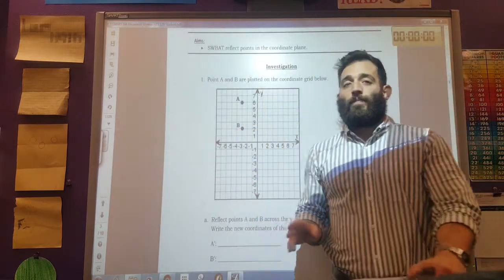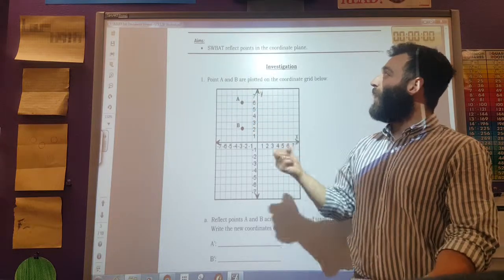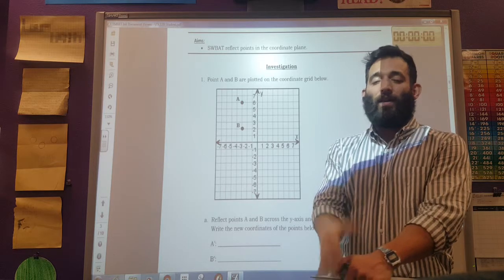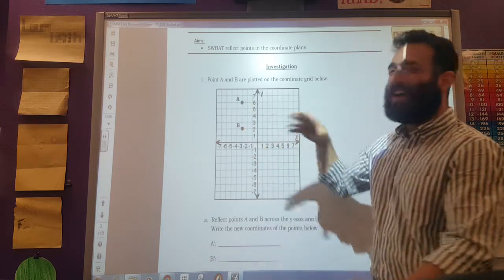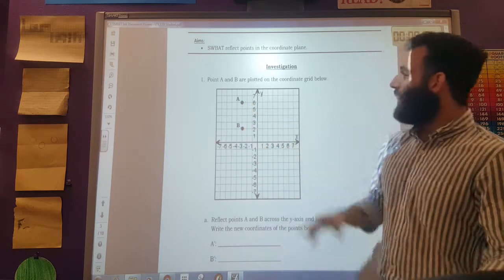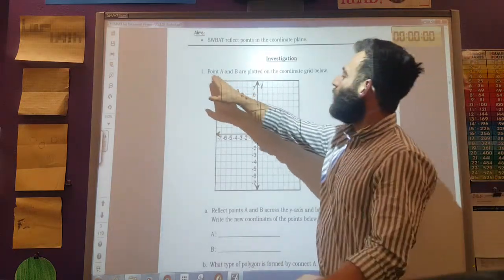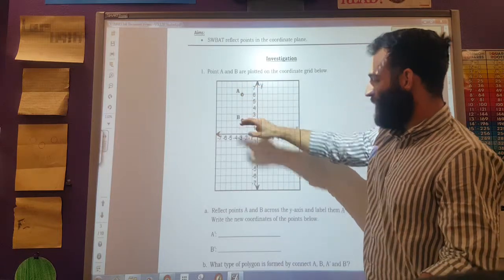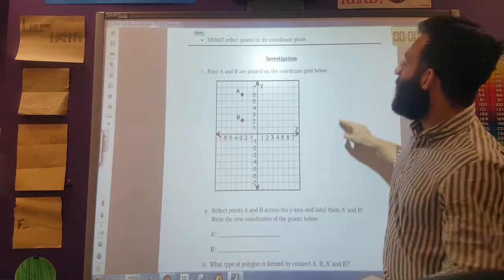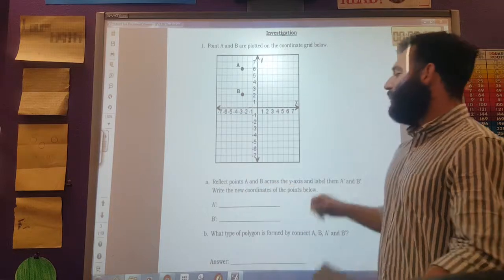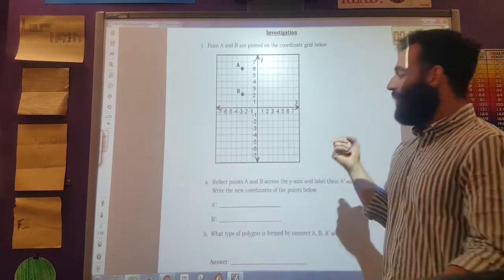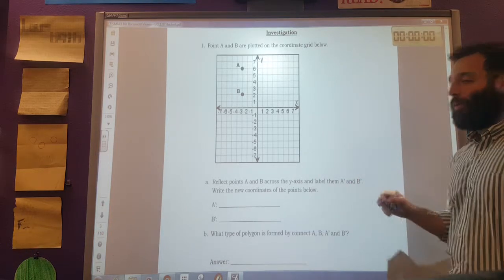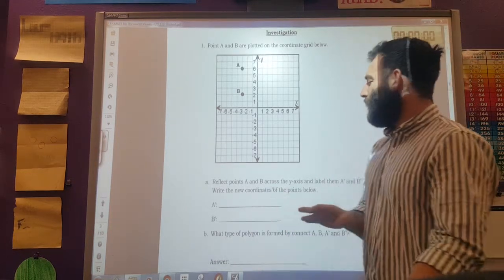Today's aim: students will be able to reflect points in the coordinate plane. Now this is something we did last week, and now we're just kind of taking this to the next level. Number 1 is telling you that point A and point B are plotted on the coordinate grid below. You can see point A and point B. Now, further down, this is asking you to reflect points A and B across the y-axis and label them with A1 and B1. And then you're going to write the coordinates of the points below.